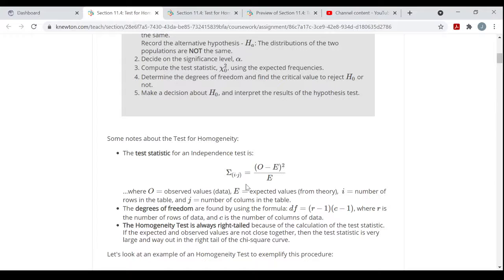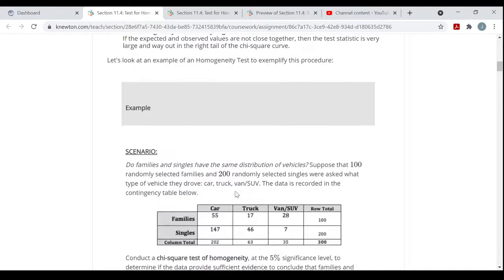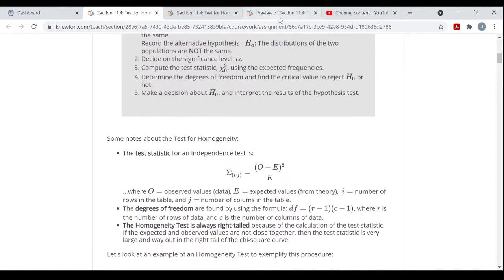The test statistic is the same: the sum of observed values minus expected values, squared, divided by the expected values. You add them all up for every cell in a contingency table, where I represents the number of rows and J represents the number of columns. The degrees of freedom for your chi-square distribution is the number of rows minus 1 times the number of columns minus 1. Again, same as for the independence tests. The homogeneity test is always right-tailed, just like the independence test. They go through an example here, and I'll let you read these examples in the More Instruction on your own. Let's just go through a problem here.